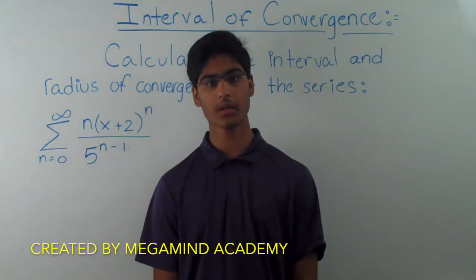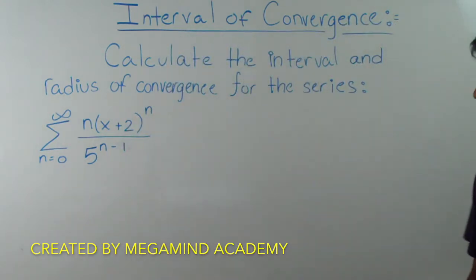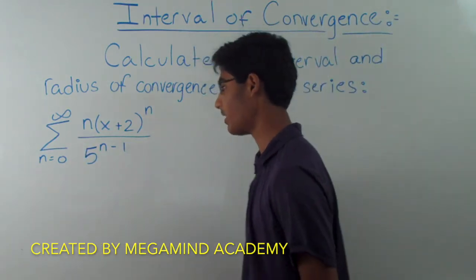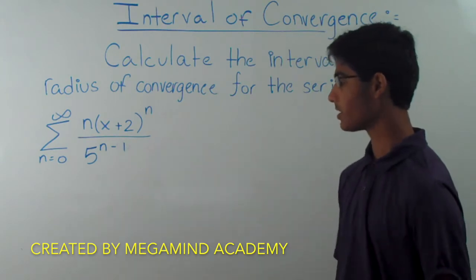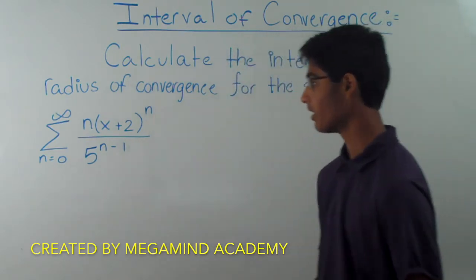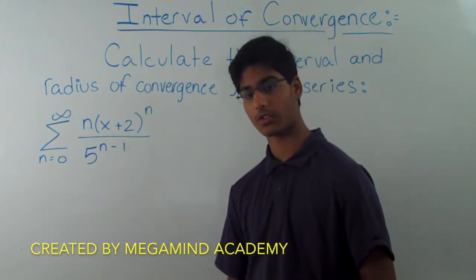Hi! Today we're going to learn about the interval of convergence. Let's say we have to calculate the interval and radius of convergence for the series from n equals 0 to infinity of n times (x plus 2) to the n power over 5 to the n minus 1 power. So how do we do this? Well, let's use the ratio test.